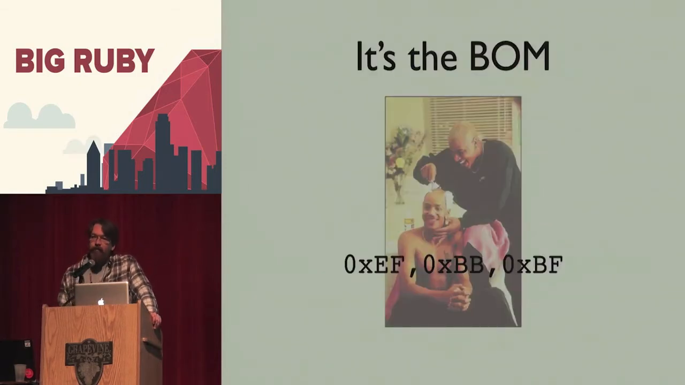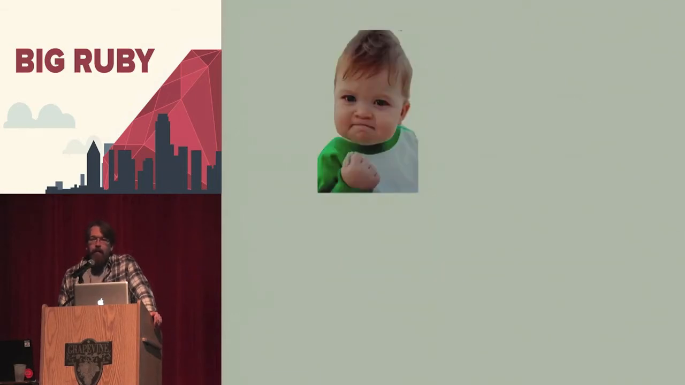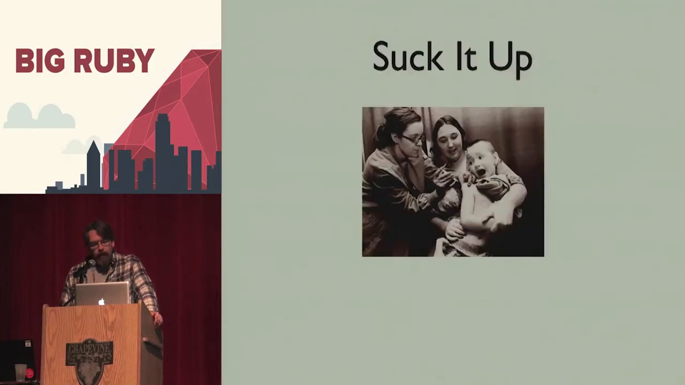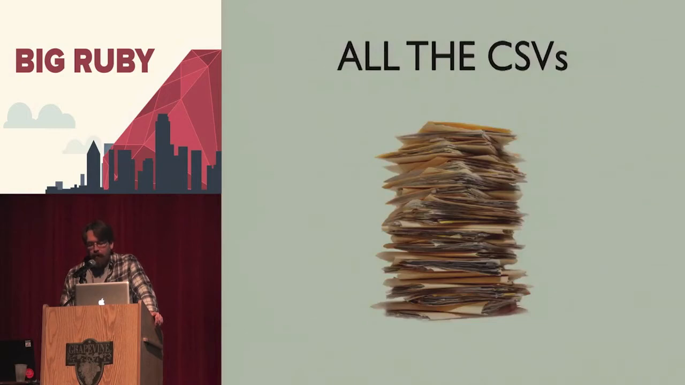So you do a little research and figure out you can slam a byte order mark in the front of your content, and everyone's happy as long as you're on Windows. But if you're on the Mac, you're still screwed. So a little more research and you realize you're going to have to suck it up and do it right. Well, in my case, that meant a lot of CSV views.